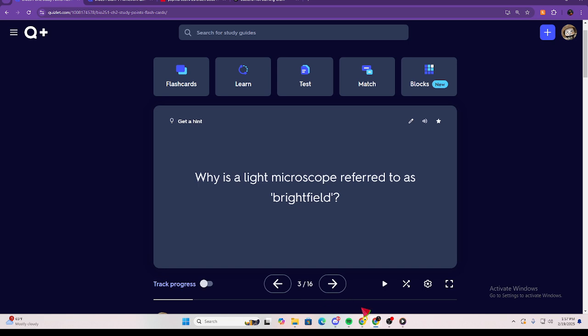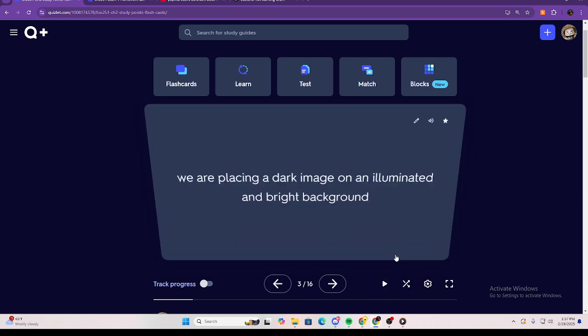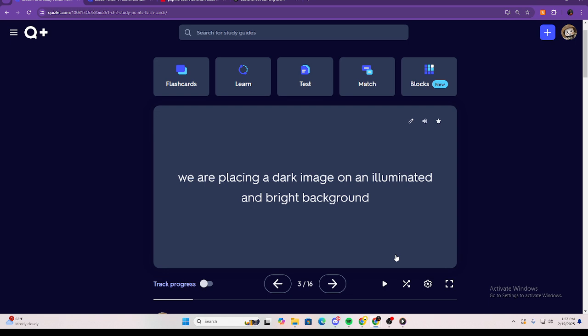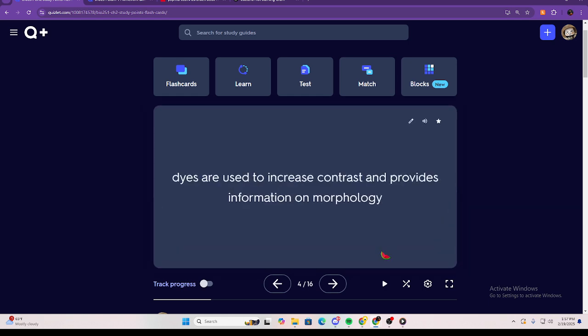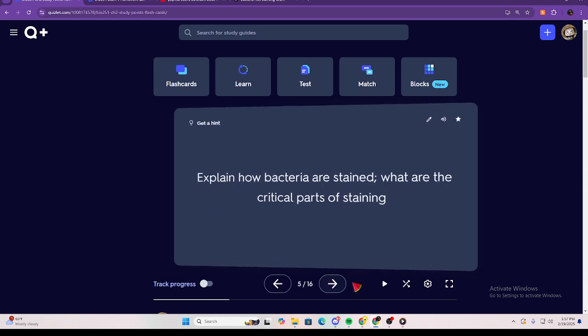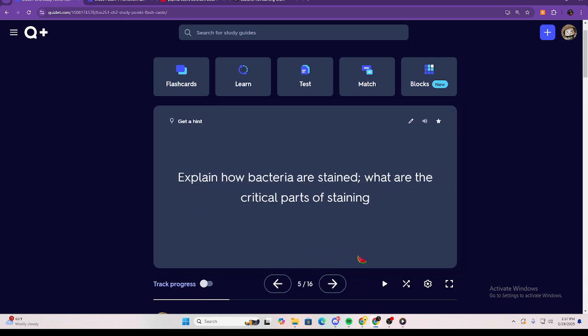Why is a light microscope referred to as bright field? It's referred to as bright field because it's viewing a dark image, which is our microscope slide, that is being illuminated by a bright background. And why are microbial cells stained? Dyes are used to increase contrast and provide information on cell morphology, like shape and other information that I'll get into later.